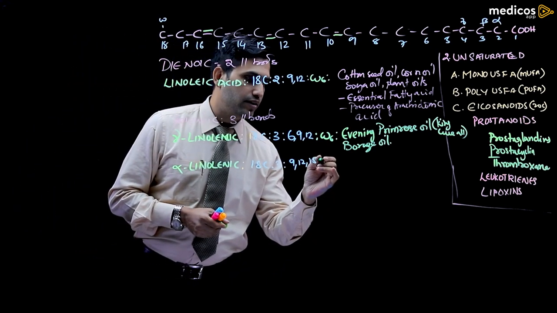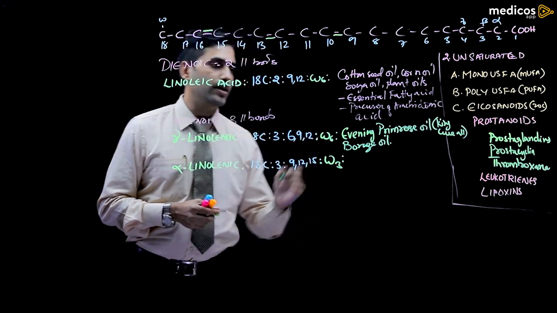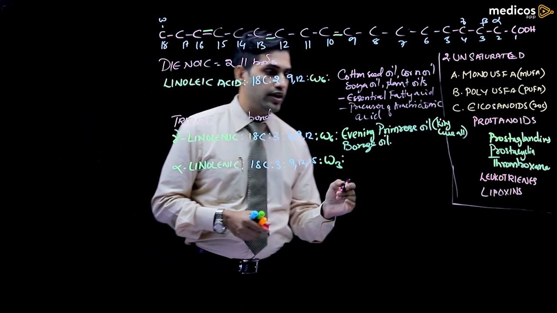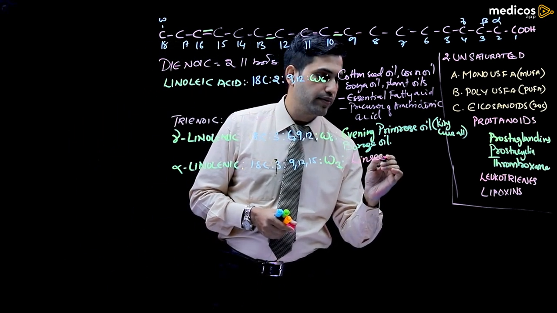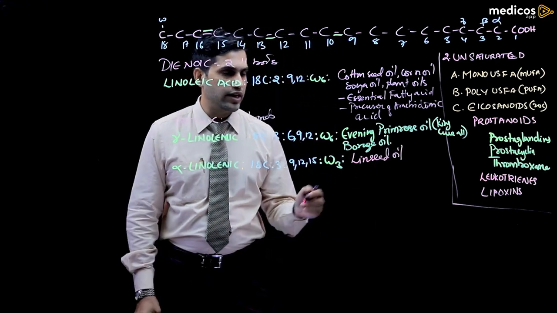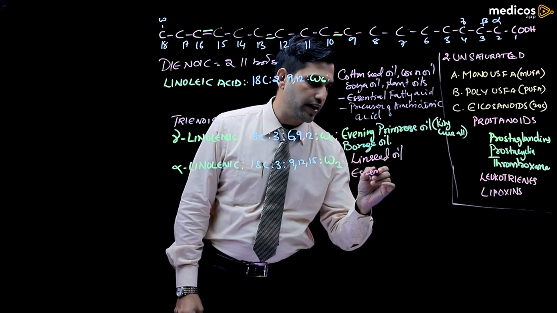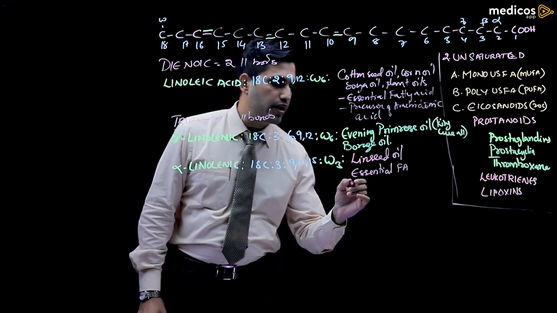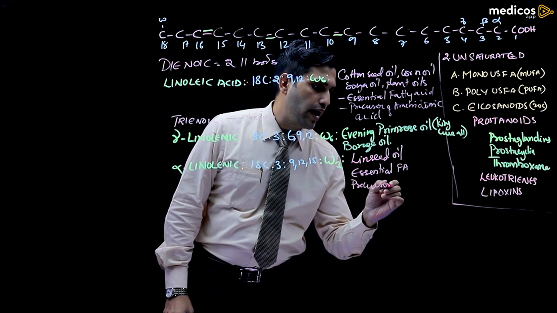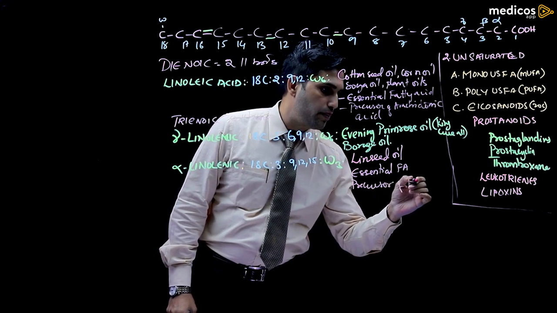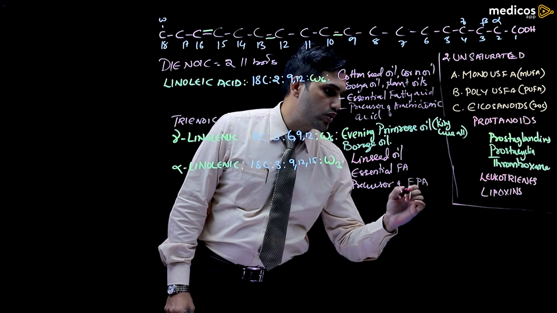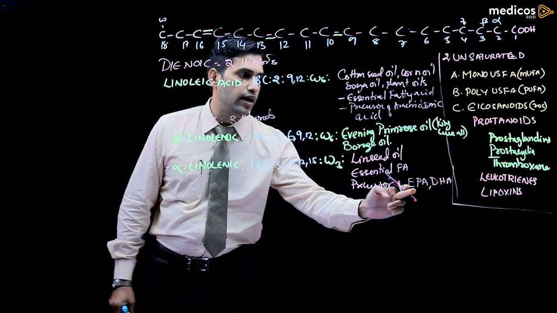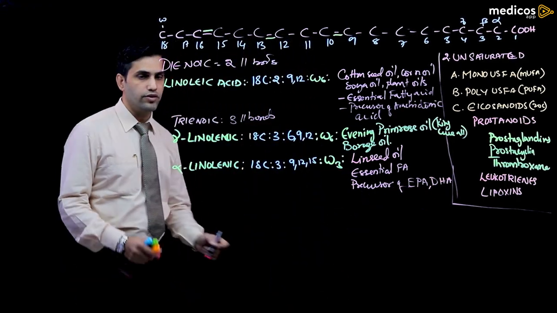Correct. It is the omega 3 family. This alpha linolenic acid is present in linseed oil. It is an essential fatty acid and a precursor of eicosapentaenoic acid and docosahexaenoic acid.